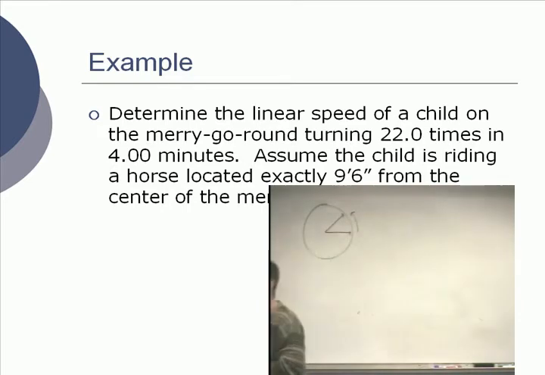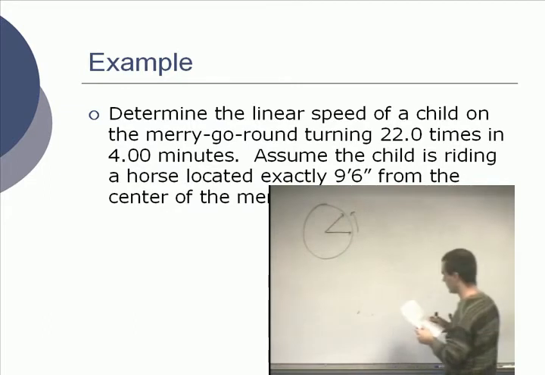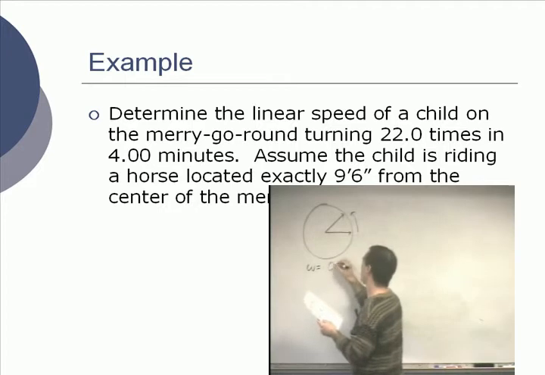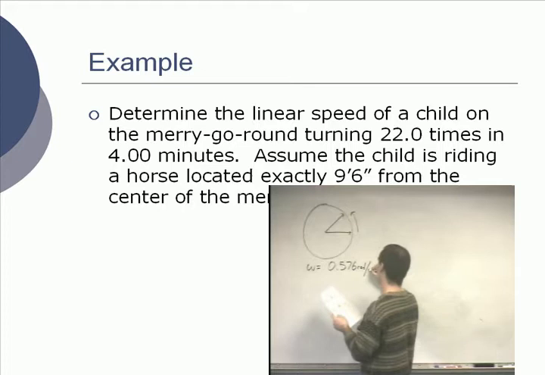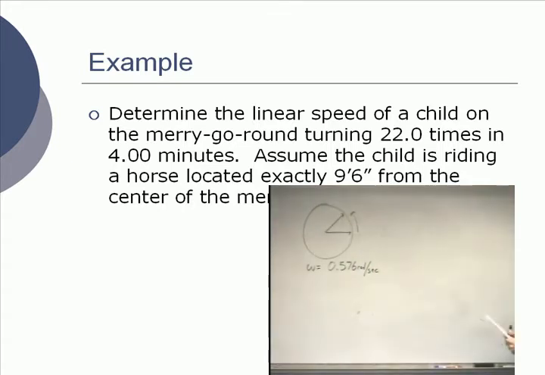We already figured out that this merry-go-round is turning at 0.576 radians per second. Okay, we figured that out about 2 slides ago. That's how fast the merry-go-round is turning, which is around 33 degrees per second.